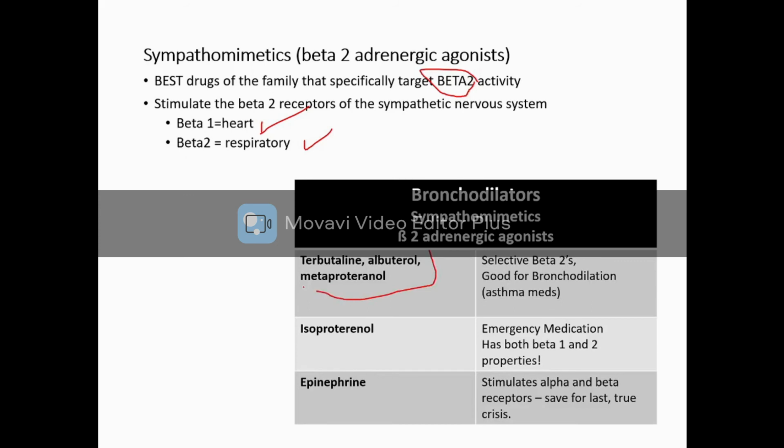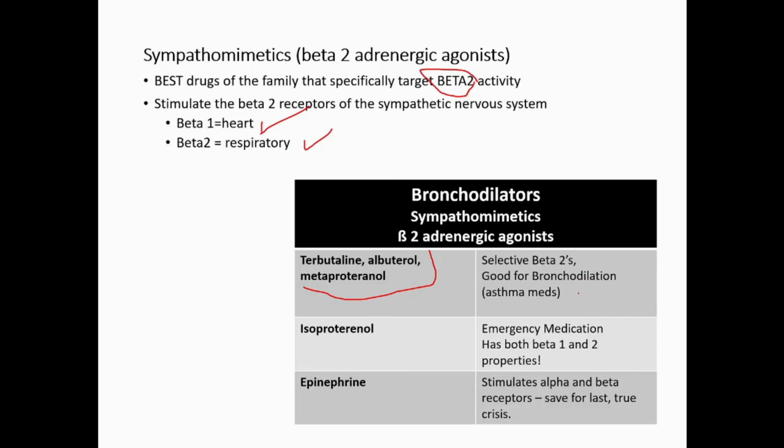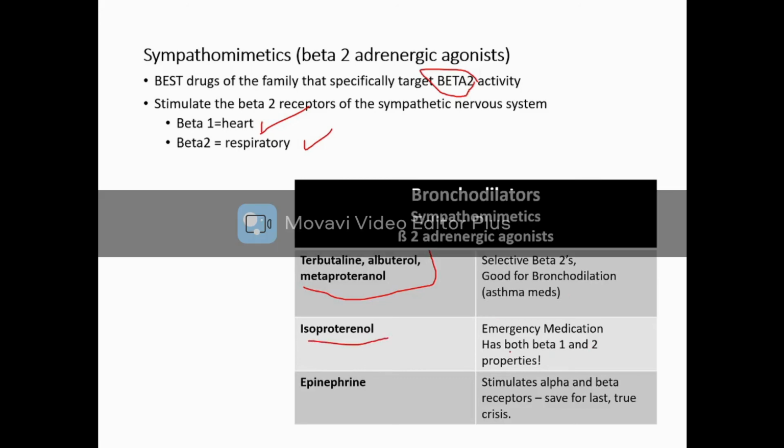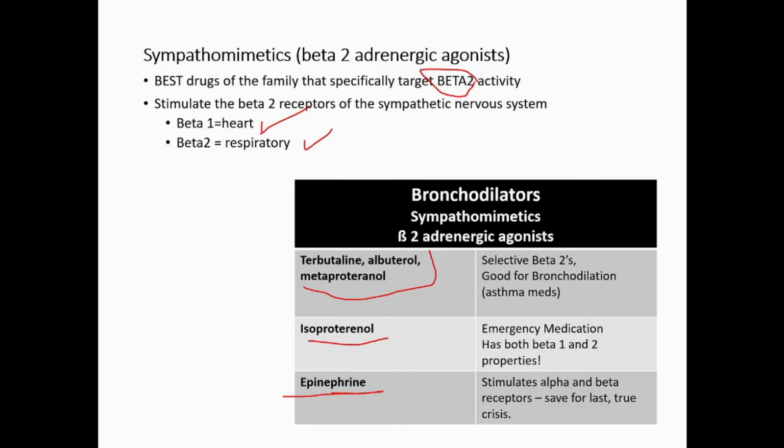Good asthma meds would be terbutaline, albuterol, and metoprolol. These are selective beta-2s. They're good for bronchodilation or asthma, and we use them for asthma. Isoproterenol is an emergency medication. It has both beta-1 and beta-2 properties. And epinephrine has all receptor activity, alpha, beta. So it's used for last true crisis.